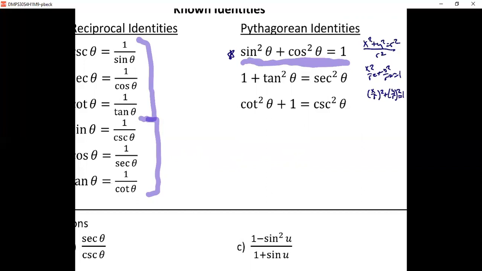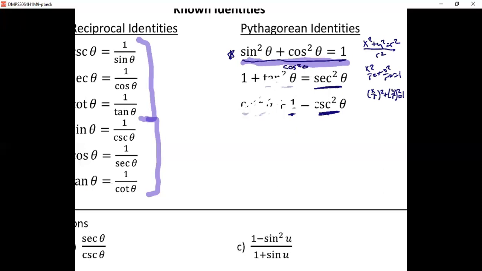We will get sine squared over sine squared, which is 1. Cosine squared over sine squared. Oops, wrong one. Cotangent squared. 1 over sine squared is cosecant squared. Or if we divided that whole expression by cosine squared, that's where we're going to get cosine squared over cosine squared is 1. Sine squared over cosine squared, which is tangent squared. 1 over cosine squared, which is secant squared. So it comes down to these Pythagorean identities really are based off of the equation of a circle.